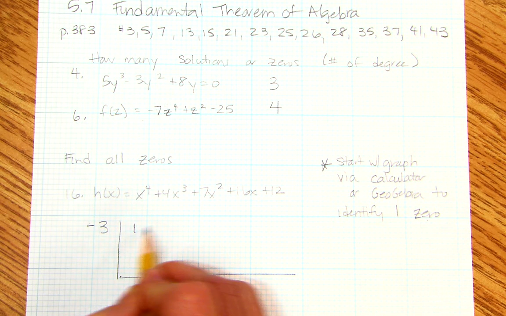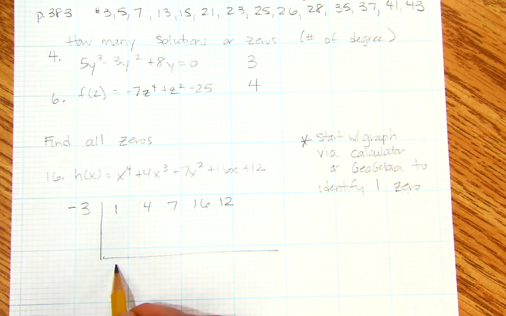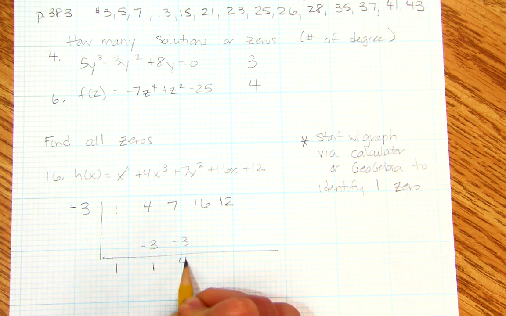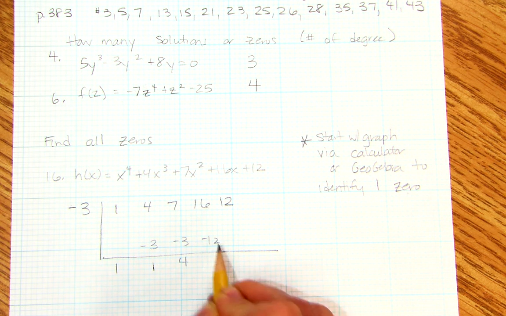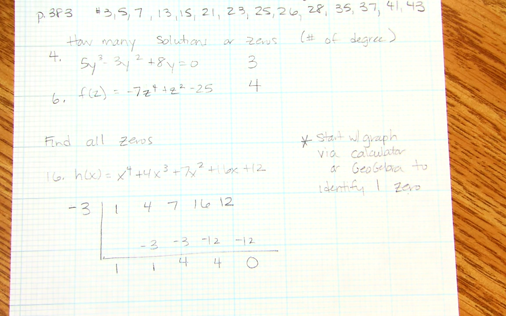So do my synthetic division or substitution, sort of interchangeable. 1, -3, 1, -3, 4, -12, 4, -12, 0. Now this gives me an x cubed, x squared, x. This would be difficult to factor.